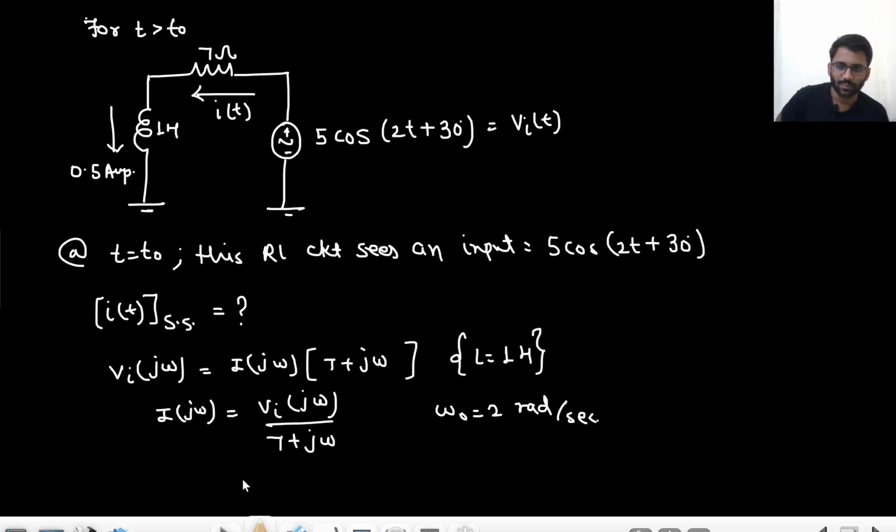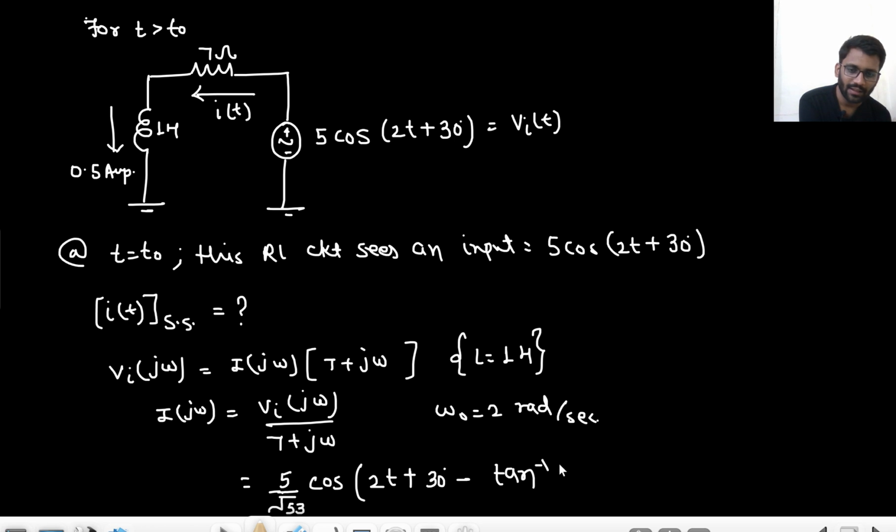So basically, what will be my amplitude? Amplitude will be 5 by root(49 plus 4), that is 5 by root 53. Are you able to write it? 5 by root 53. Sorry, this is the magnitude. What will be the angle? For cos(2t plus 30 degree), the angle will be subtracted. That will be tan inverse 2 by 7. Did you understand what I did here? Tan inverse 2 by 7.